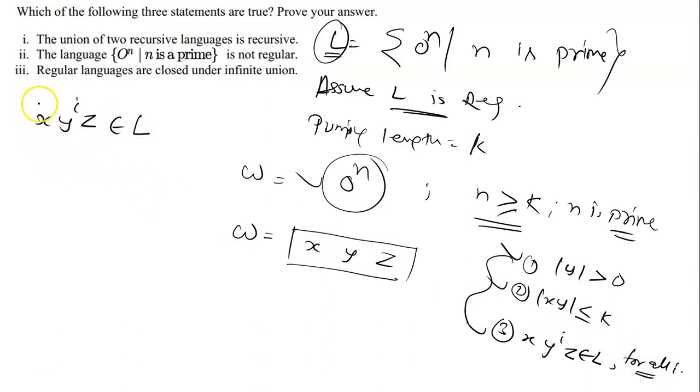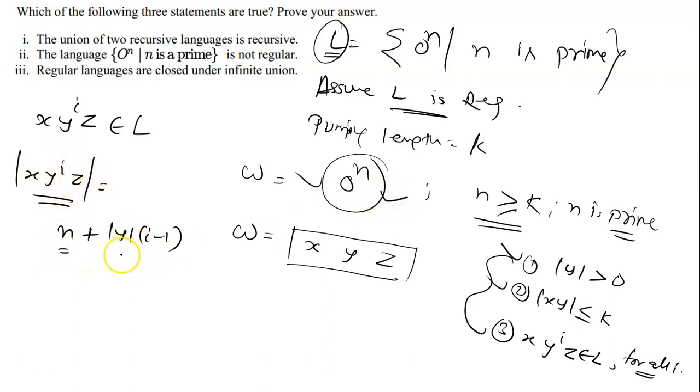Now what is the length of this x y^i z? The length of this is nothing but n plus the length of y multiplied by (i minus 1). You can see this is x y^i z. The length of x y^i z is the length of x y z, which is n, plus (i minus 1) times the length of y. This is the length of x y^i z.